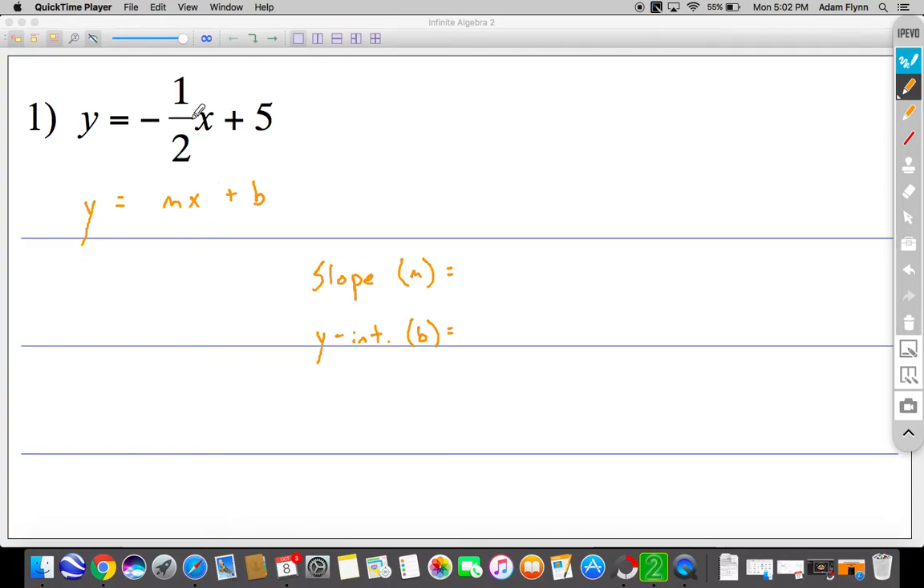So taking a look at this problem, my slope, or my m, is whatever number is in front or attached to the x. So here, I've got -1/2. So my slope is -1/2. And my y-intercept is whatever number is attached to the back here. So I've got a +5. So my y-intercept will be +5. And that is all I'm looking for. Okay, so pause video if you need more time.